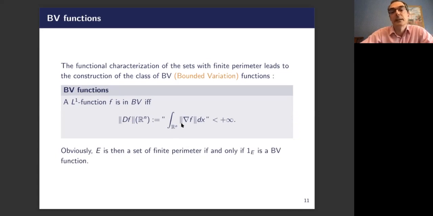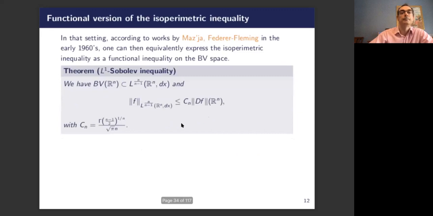In that setting, obviously, a set is going to be of finite perimeter in Rn if and only if its indicator function is a bounded variation function. Then there is an equivalent way to express the isoperimetric inequality, which is a geometric inequality, in a functional form. It was realized in the early 60s, after work by Mazia, Federer, and Fleming, that the isoperimetric inequality in Rn is actually equivalent to a functional inequality on the BV space.